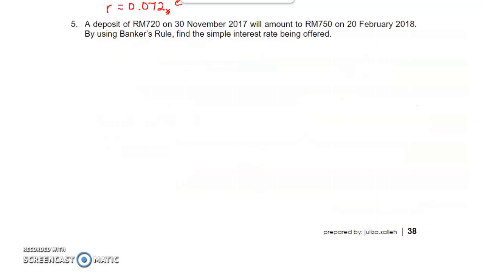Okay, now question 5. A deposit of 720 on 30th November 2017 will amount to 750 on 20th February 2018. By using Banker's rule, so remember Banker's rule, OE, ordinary simple interest, and using exact time. Find the simple interest rate being offered. So we want to find value R.